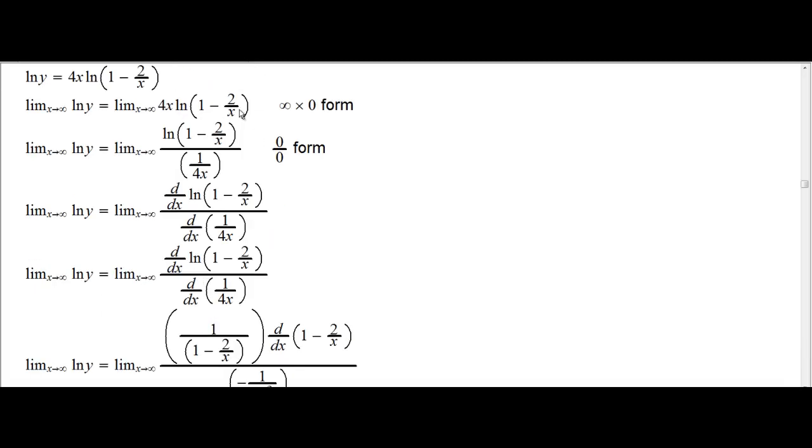Now our objective was to find the limit of y, right? So the limit of y will be what? Its natural log has limit negative 8. So if I want the limit of y, I can just take exponentials on both sides. So this would be e to the what? Negative 8. Beautiful. And who was our y to begin with? This guy, right? So this is e to the negative 8.